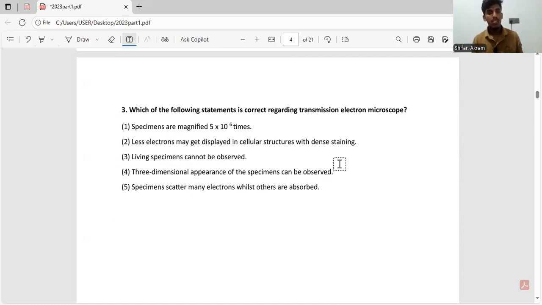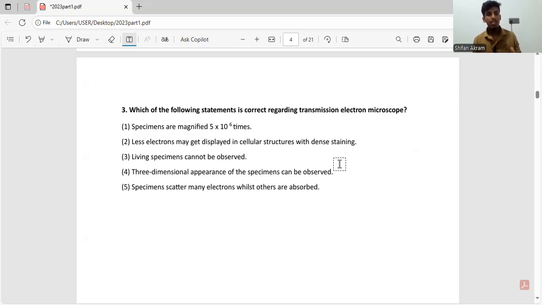Now let's go through the third question. Which of the following statements is correct regarding transmission electron microscope? Now, when it comes to microscope, we have two types. We have the light microscope and we have the electron microscope. In an electron microscope, we have again two types. We have the transmission and the scanning electron microscope. So this question is regarding transmission electron microscope.